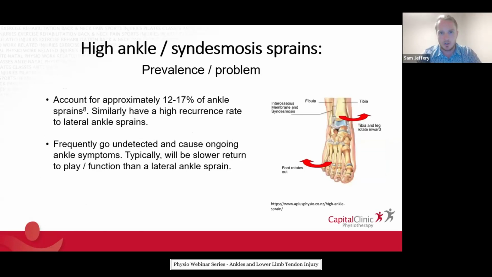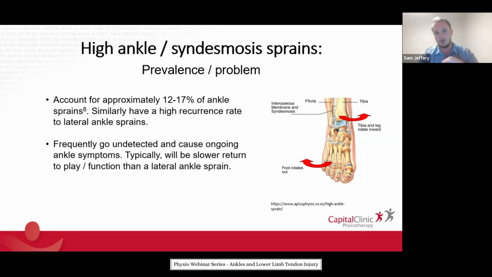Alrighty, so moving on to high ankle syndesmosis sprains. We'll spend the least amount of time on this because it somewhat ties in terms of some of the rehab stuff with a lateral ankle sprain, but still worth covering quickly. They account for approximately 12 to 17% of ankle sprains, and they similarly have a high recurrence rate to lateral ankle sprains. One thing I've found in clinic with these is they can frequently go undetected, particularly if they're a lower grade syndesmosis injury, and can cause delayed return to play or function and ongoing ankle symptoms, particularly those deficits in sensory motor.